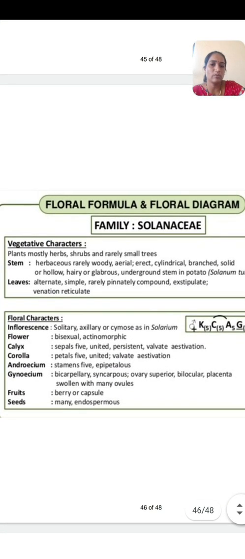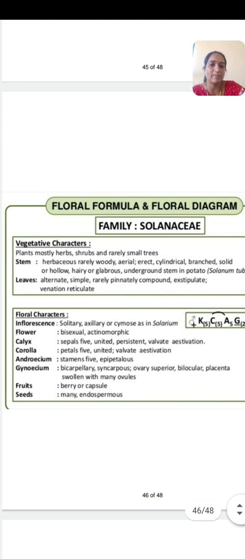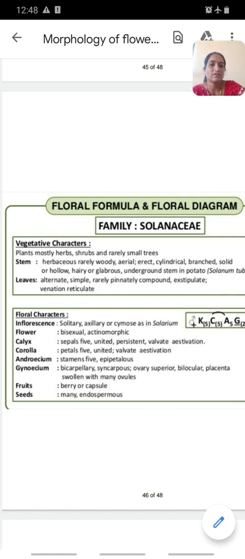Okay, now we are going to study the family Solanaceae. First of all, we will learn the vegetative characters. Vegetative characters means the study of root, stem and leaves, meaning the entire plant body except the flower, and the flower is studied under the heading floral characters. First one is vegetative characters.